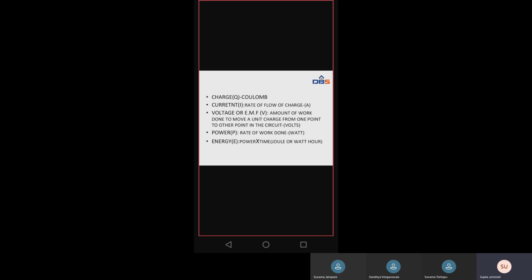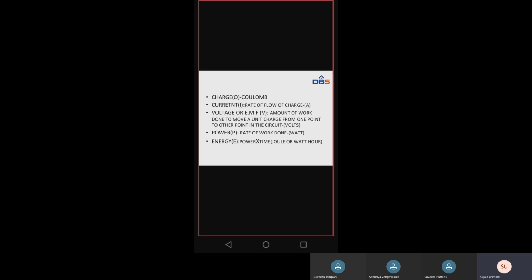the unit of charge is the coulomb. Next, current is the rate of flow of charge, the rate of flow of electrons. This is nothing but the current. The symbol we use is I, and the unit of current is amps. Then we take voltage or EMF. What is voltage? The amount of work done to move a unit charge from one point to another point is the voltage, measured in volts.